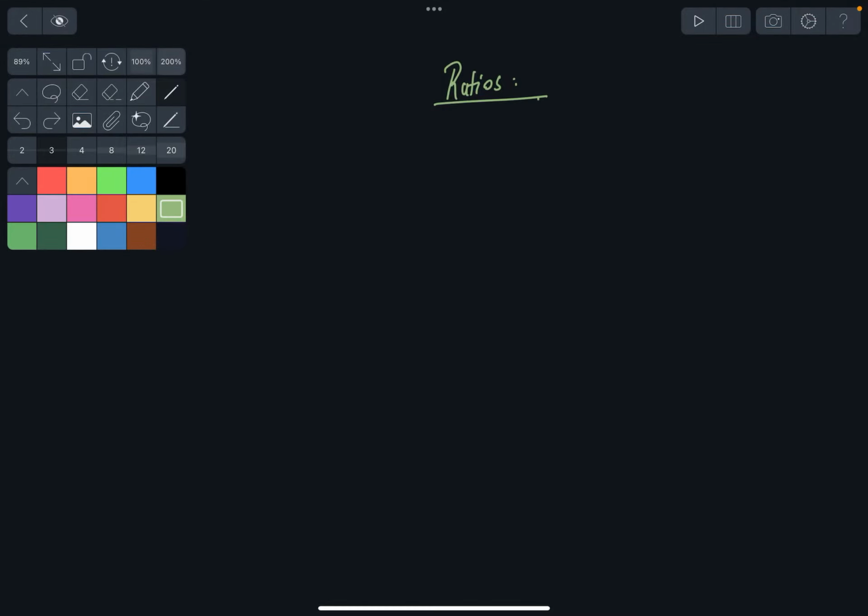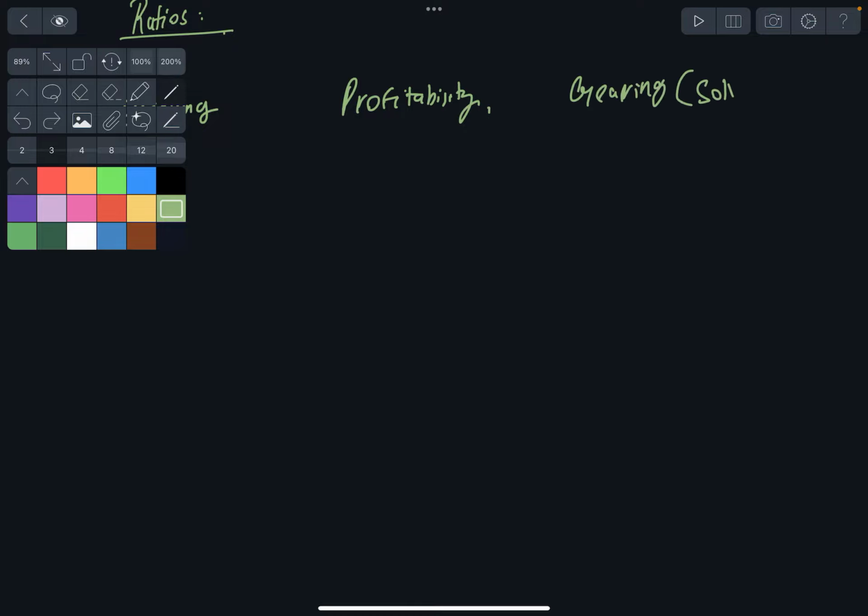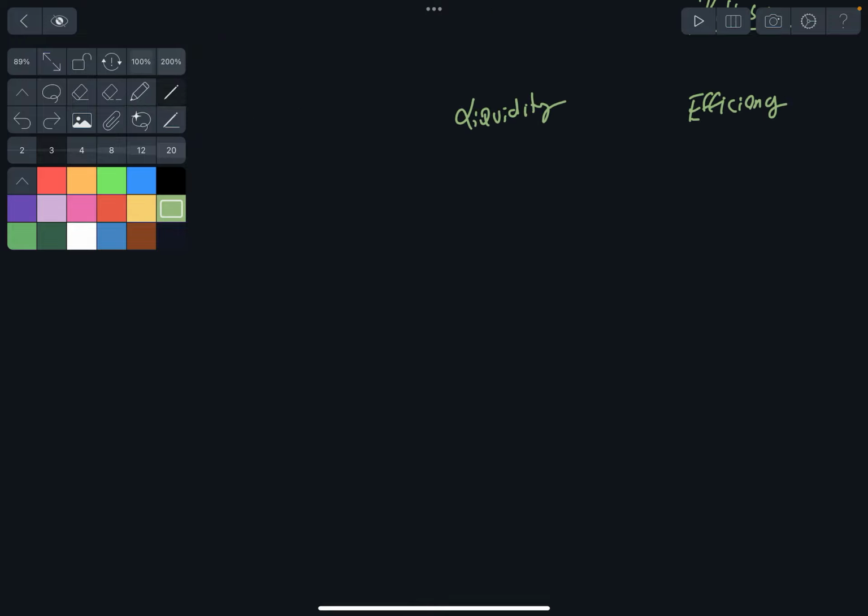Okay, guys, so we're going to be looking at financial ratios that are going to be tested in HSC Business Studies. We have four main business financial objectives: liquidity, efficiency, profitability, and gearing. Gearing is also known as solvency. Okay, so let's look into each one of these.